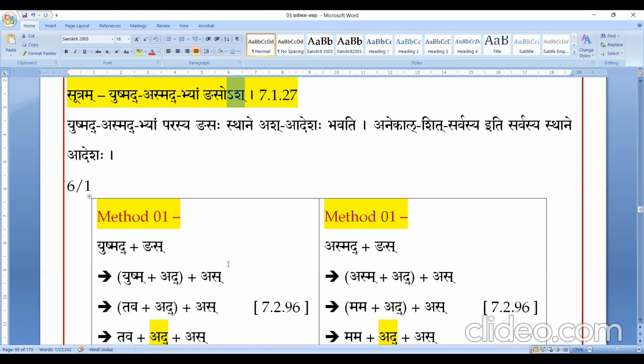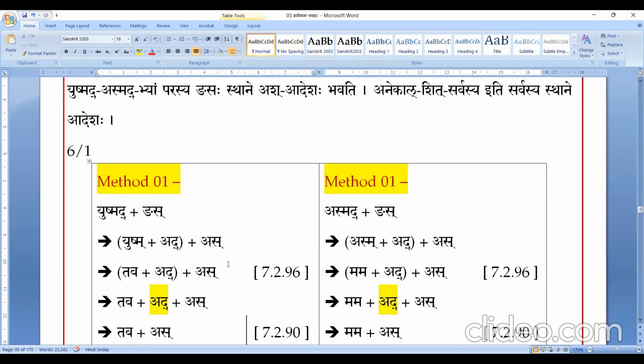What is Shakara there? It is Itator, right? The content is A only. It is Shit Adesha. Therefore, what will happen? Anekal Shit Hal Sarvasya, because it is Shit, Sarvasya, for the entire Pratyaya.